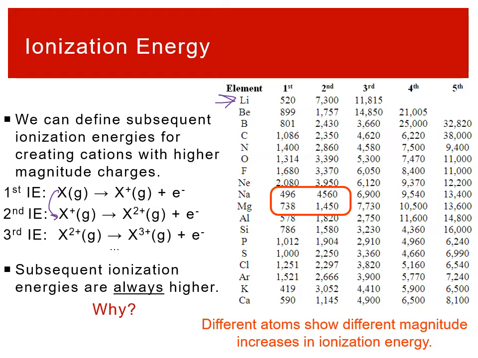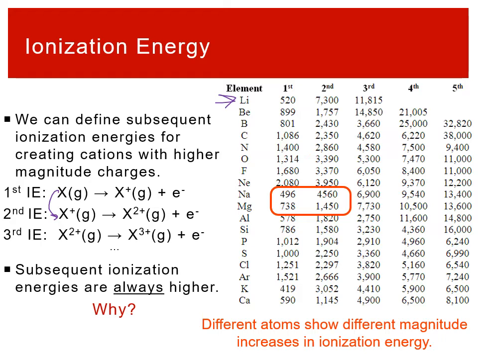It's like 10 times higher, whereas magnesium is only about 2 times higher. And so there's different magnitudes, and if we look at any given pair of atoms, there's always going to be a difference in that magnitude of jump that we see. Sodium's is a lot higher to go from the first ionization to the second ionization.